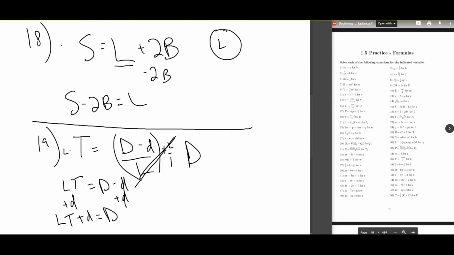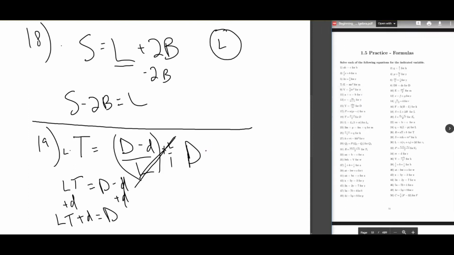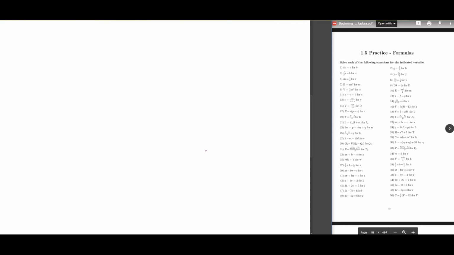The answer, D equals TL. They said TL or LT, it's the same thing, plus d. Oh, very good. Let's be brave and go on to number 20.